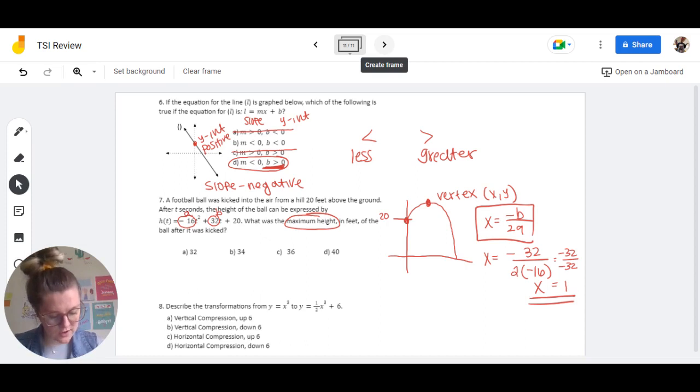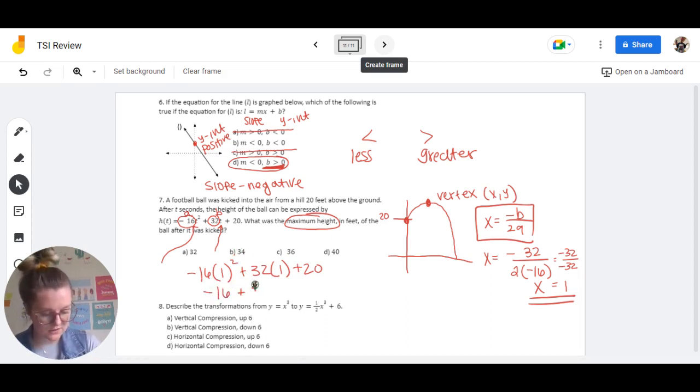So I'm going to take 1 and I'm going to plug it in wherever I see the variable t here. So I'm going to put negative 16, plug in 1 squared, plus 32 times 1, plus 20. Be careful when you're squaring. This is not 1 times 2. This is 1 times 1, which is 1. Negative 16 times 1 stays the same. This stays the same because it's times 1. When I add all of those together, I will get a value of 36. So my answer choice here is 36.